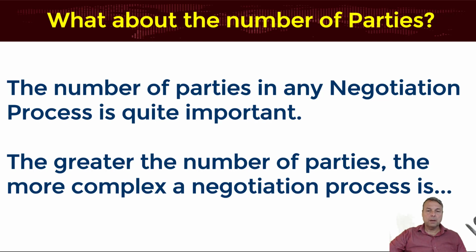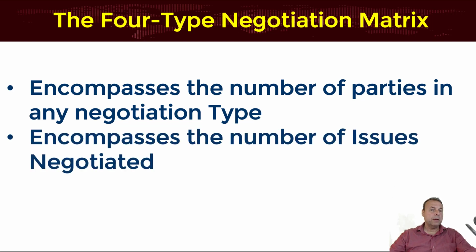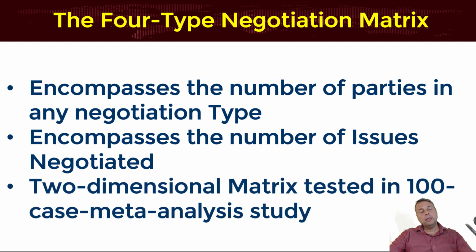That's what I believe, and I decided to put this to the test. Well, the four-type negotiation matrix encompasses the number of parties in any negotiation type. It encompasses the number of issues as well. And it is a two-dimensional matrix tested in a 100-case meta-analysis study. Well, how did I arrive at the four-type negotiation matrix?